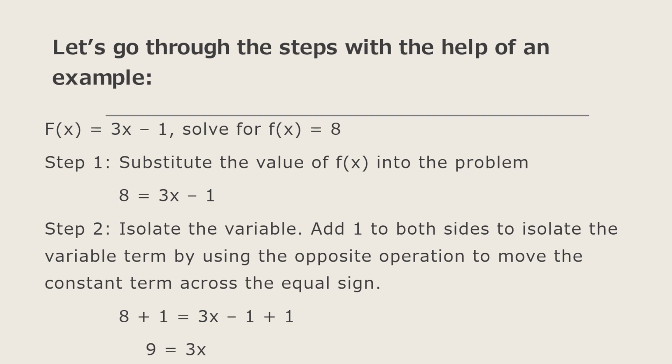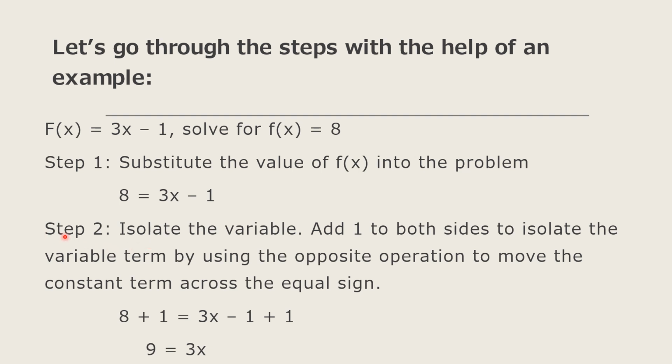Let's go through the steps with the help of an example here. So we have given here f of x is equal to 3x minus 1. Then solve for f of x is equal to 8. First, step 1, substitute the value of f of x into the problem. We have 8 is equal to 3x minus 1. So it becomes 8 because f of x is equal to 8.